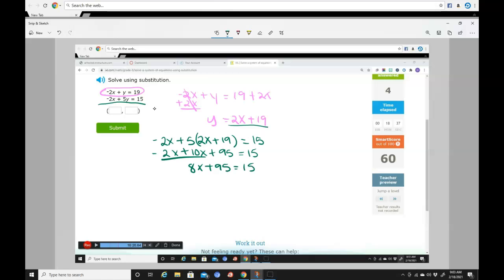Now to isolate my variable, I would subtract 95 from both sides. Subtract 95, that's gone. I'd have 8x here, and on this side I should have -80. Divide by 8, divide by 8, and that should give me -10. So now I have my value for x, excuse me. Now I have to plug it back in to find out what my value is for y.